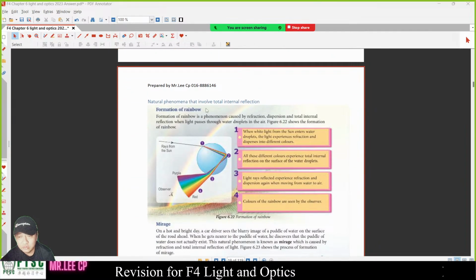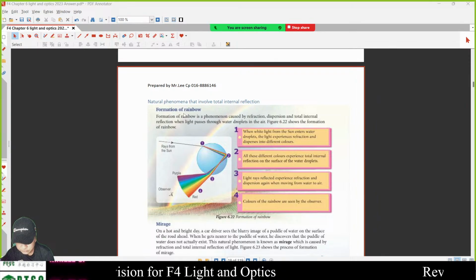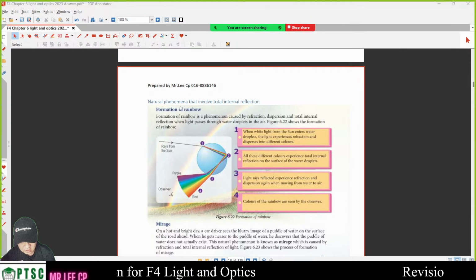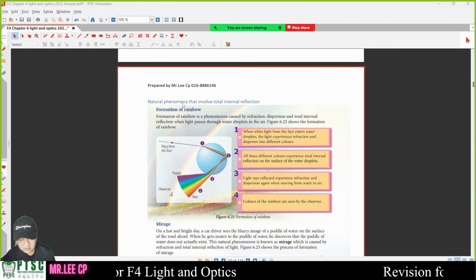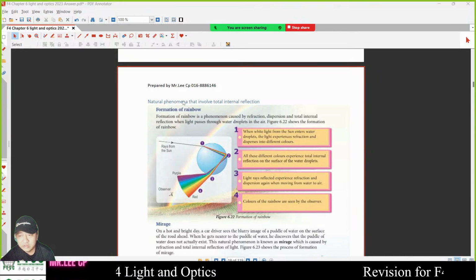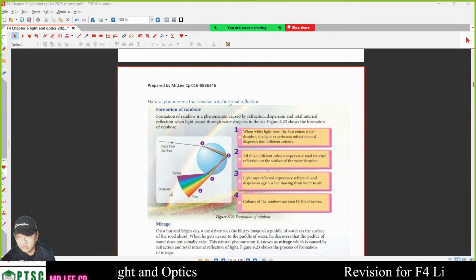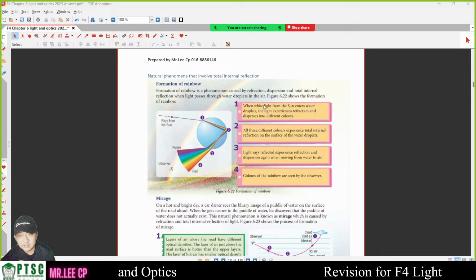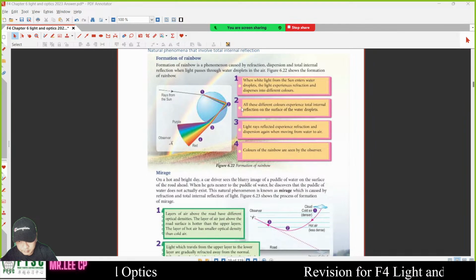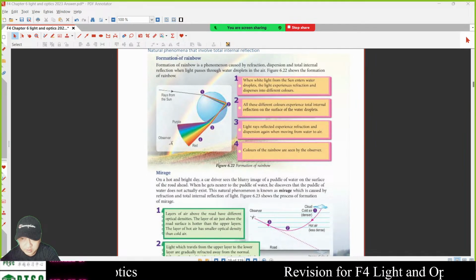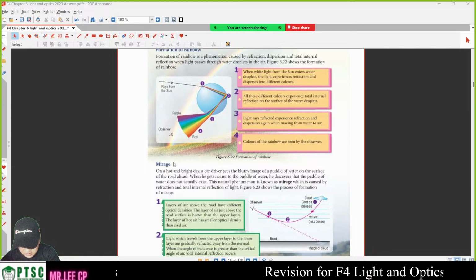So you go for the application or natural phenomena involving total internal reflection. Remember how it works. First one is formation of rainbow. Second one is mirage.